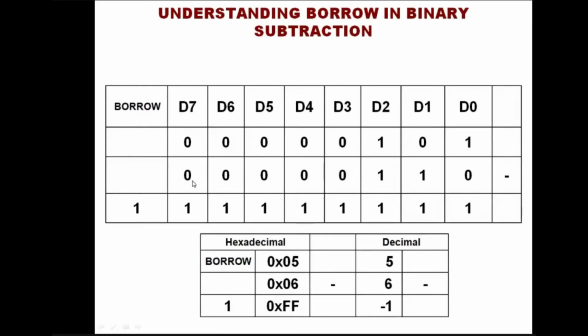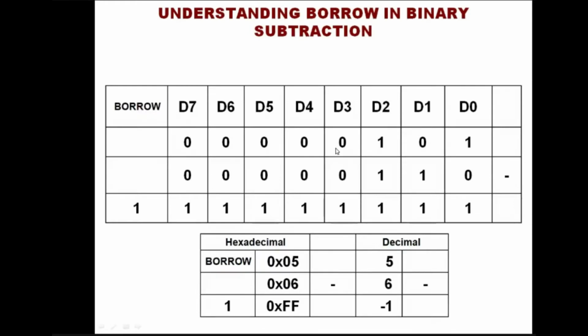0000 0110. When we subtract this, 1 minus 0 is 1, and 0 minus 1 is impossible. Hence, we are getting a borrow. So 10 minus 1 is 1. This is already 0, so we are getting a borrow again. So 10 minus 1 is 1.